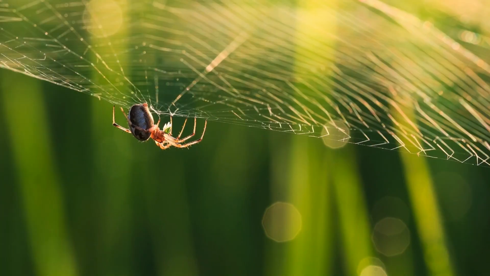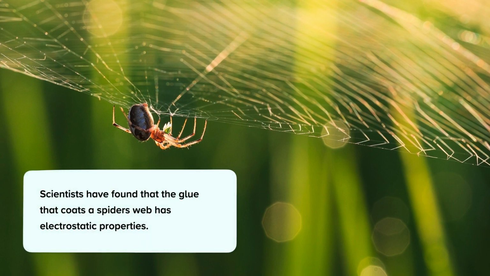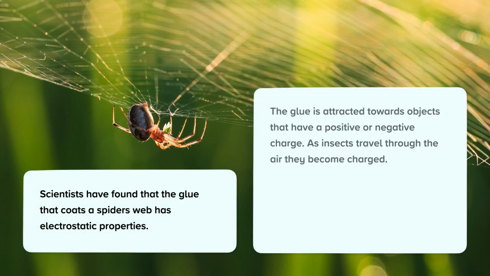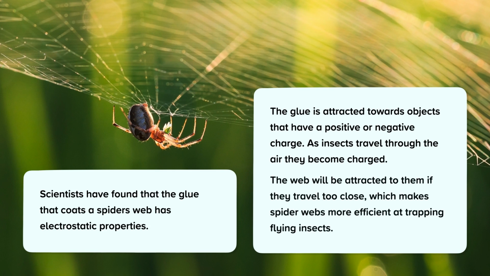Scientists have found that the glue that coats a spider's web has electrostatic properties. The glue is attracted towards objects that have a positive or negative charge. As insects travel through the air, they become charged. The web will be attracted to them if they travel too close, which makes spider webs more efficient at trapping flying insects.